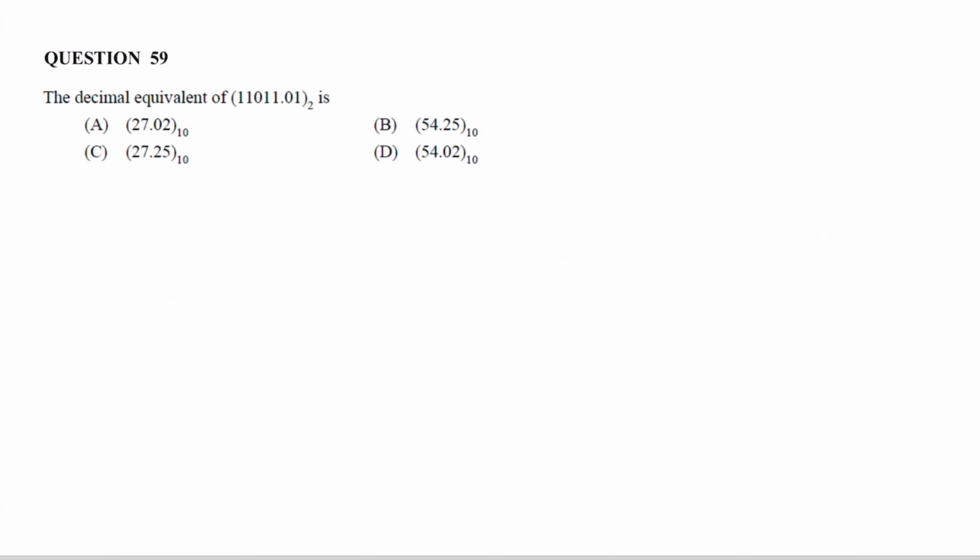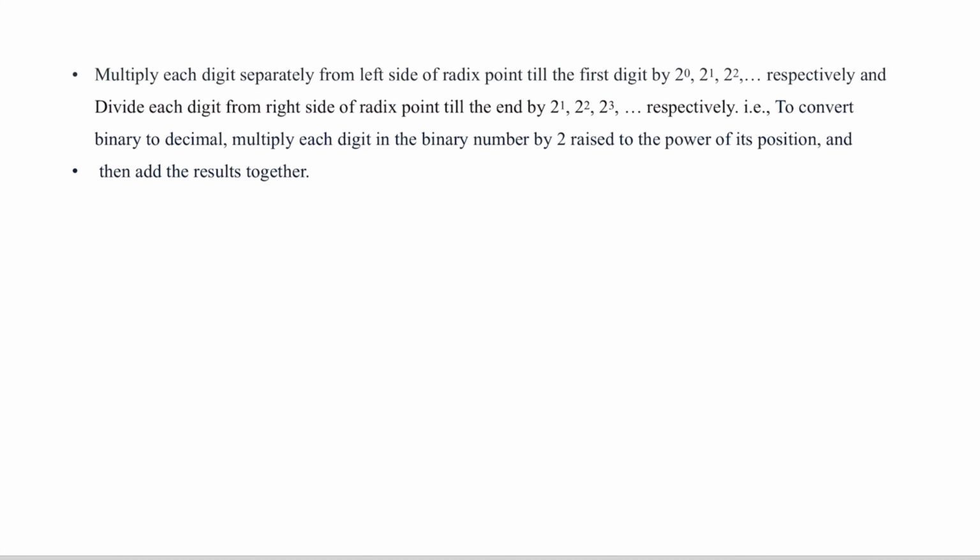Next question. The decimal equivalent of 11011.01 base 2 is. So how to find the decimal equivalent for the given binary number: multiply each digit on the left hand side of the radix point, till the first digit, by 2 power 0, 2 power 1, 2 power 2 respectively, and divide each digit on the right hand side of the radix point. So left side digits of the radix point are multiplied with their weights. Similarly, right side digits of the radix point are divided by their corresponding weights.